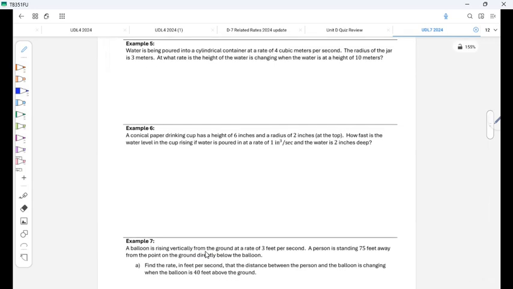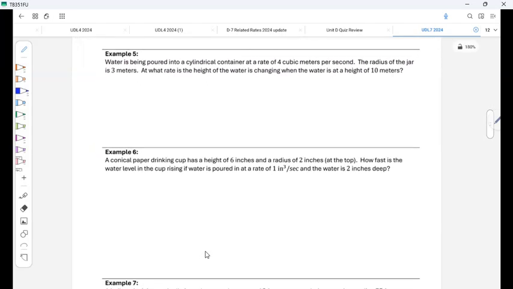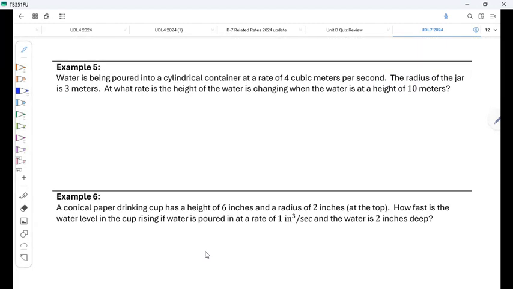All right, let's do examples 5 and 6. That will leave us 7 for Wednesday. Examples 5 and 6 really bring the idea of static versus dynamic variable out. Water is being poured into a cylindrical container, so into a cylinder, at a rate of 4 cubic meters per second. The radius of the jar is 3 meters. At what rate is the height of the water changing when the water is at a height of 10 meters?